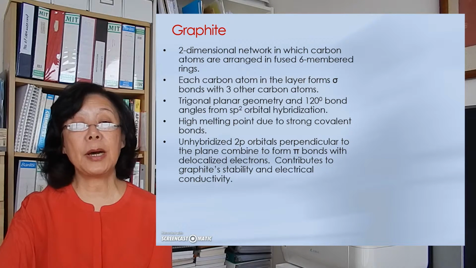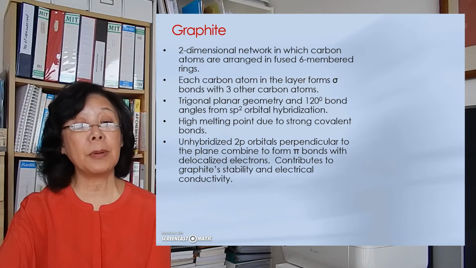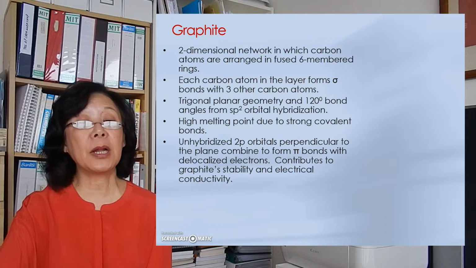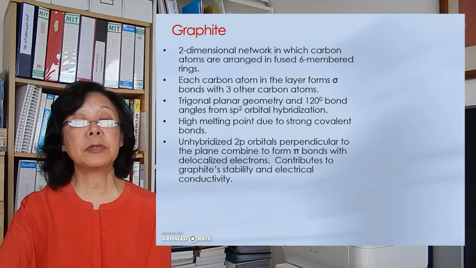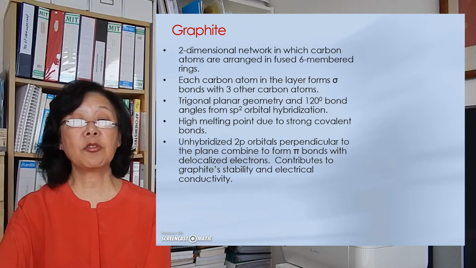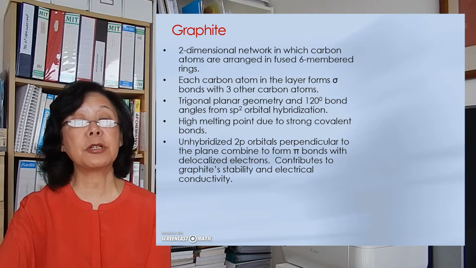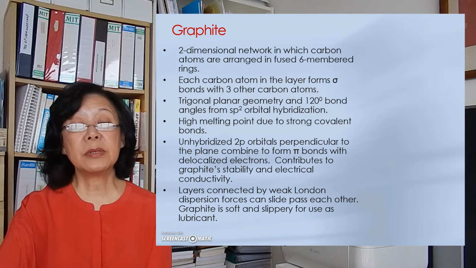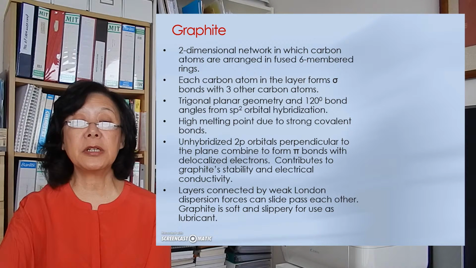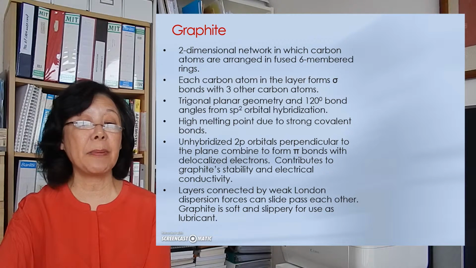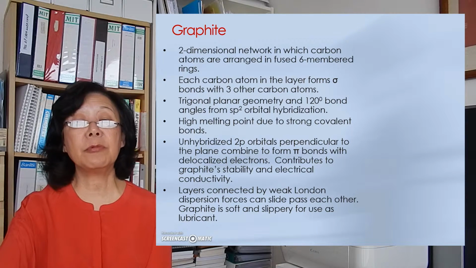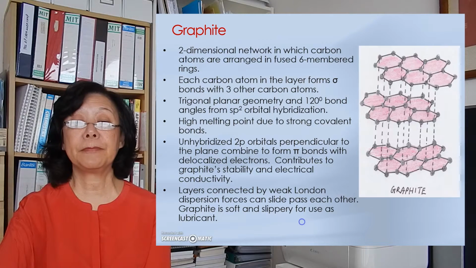But the unhybridized 2p orbitals perpendicular to the plane combine to form pi bonds with delocalized electrons that contribute to the stability of graphite and the electrical conductivity, because the electrons can travel now between the layers through the 2p orbital. And the layers are connected by weak London dispersion forces, so the layers can slide past each other. Therefore, graphite is soft and slippery, and we can use it as a lubricant.